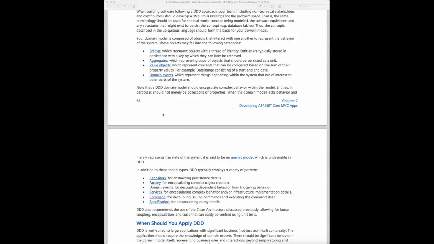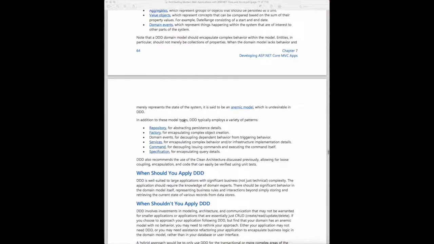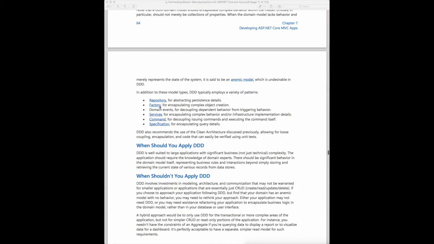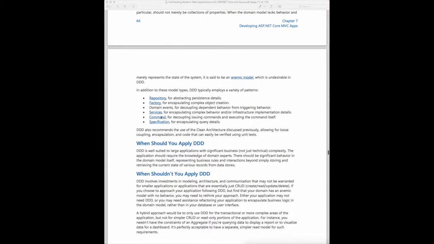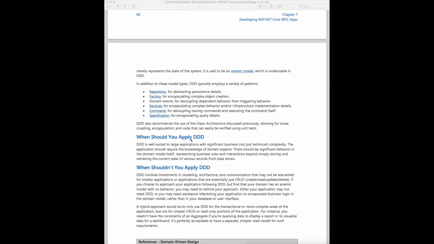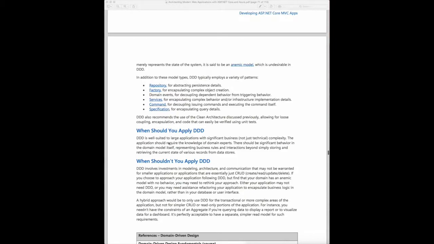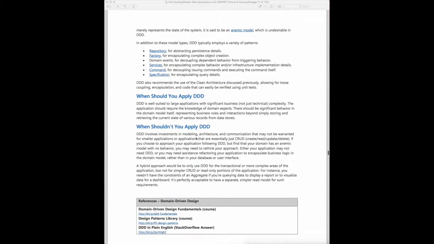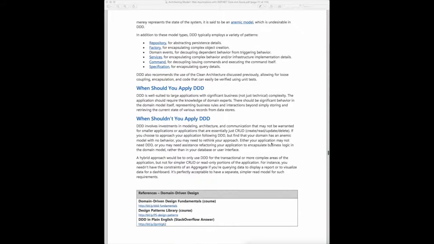So it talks about what the common terms are in domain driven design. Domain driven design does employ a lot of patterns. Repository is for abstracting persistence details. Factory pattern for creating objects. Services, commands, and when you should apply DDD.